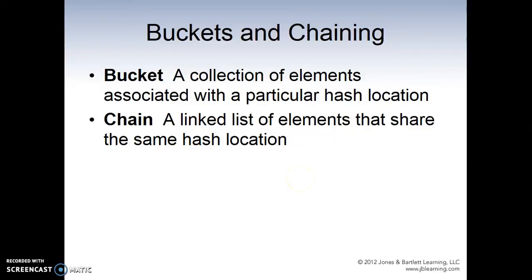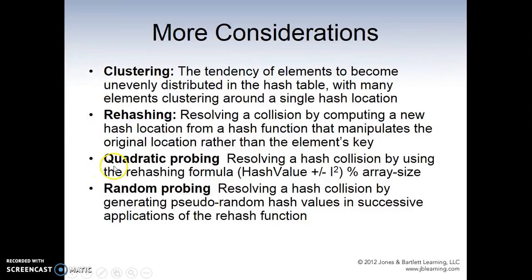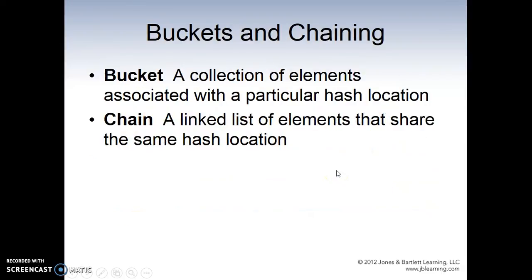And chaining. This is one of the techniques that we use for hash algorithms. So instead of doing the linear probe or quadratic probe or random probing, where random is to find a random location to put the weighted escalation, or use the quadratic formulas to do weighted escalation, we can use buckets and chaining with escalation. A bucket is a collection of elements associated with a particular hash location. A chain is a linked list of elements that share the same hash location.